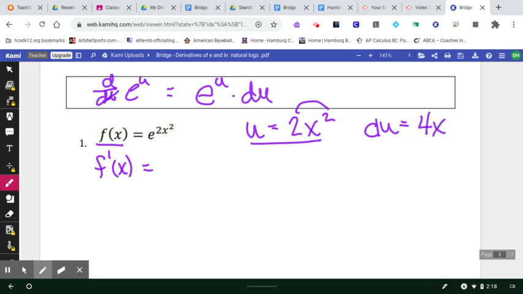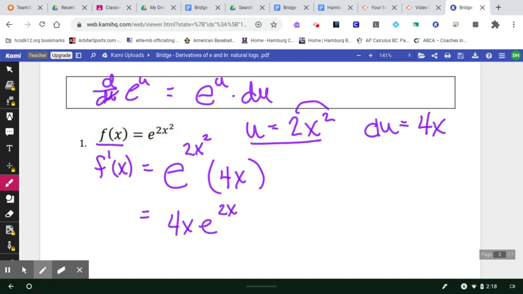Therefore, the derivative of e to the 2x squared is, leave it alone, e to the 2x squared times the derivative of the exponent, times 4x. And you could just pull that coefficient out in front, 4x e to the 2x squared, and you're done. So it's e to the u times du: leave it alone, times the derivative of the exponent.